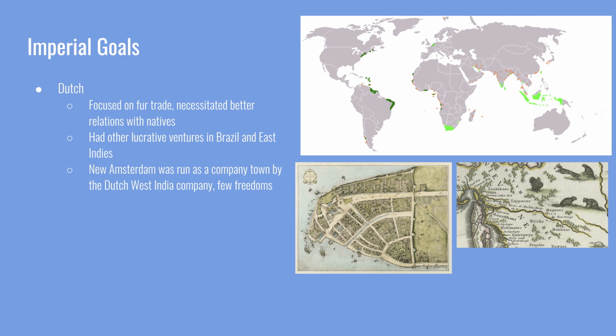Relations with natives were mixed. They had to have American Indian allies for their fur trading to be profitable, but you can see from the map of the island of Manhattan that they built fortifications to protect from native attacks. The original wall's path that protected the city is actually the foundation for what is Wall Street in New York City today. Wall Street got its name from the wall that the Dutch built to protect themselves from native attacks.